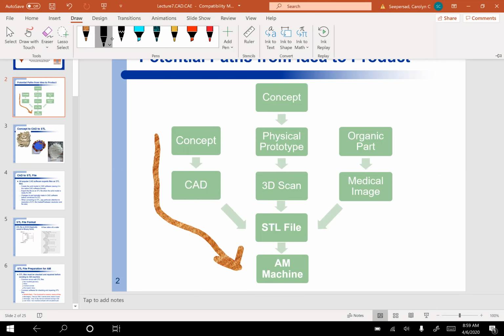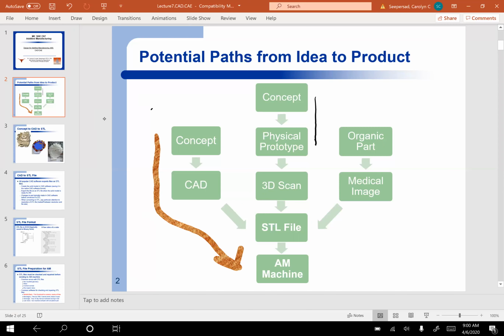Another path is that we start with a concept, we develop a physical prototype of it. So that could be an example. Maybe we carve it in foam, wood, clay, we mold it or sculpt it in clay. Maybe we have something around us that we want to start with, an existing part, for example, that we want to fit something onto, maybe a replacement part. We scan that part. From there, we create an STL file, and then we print it.